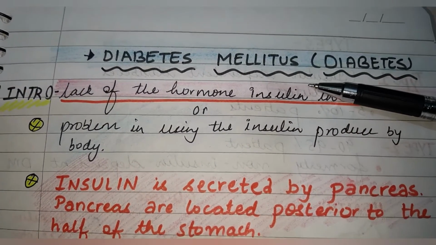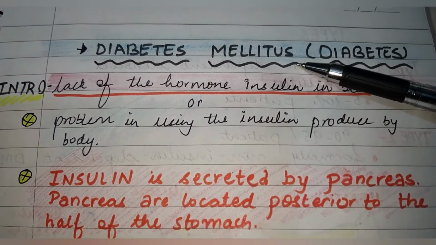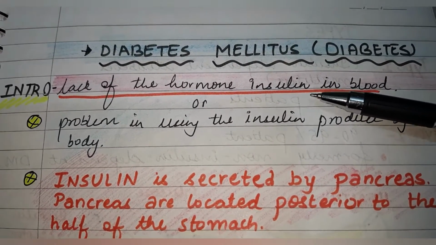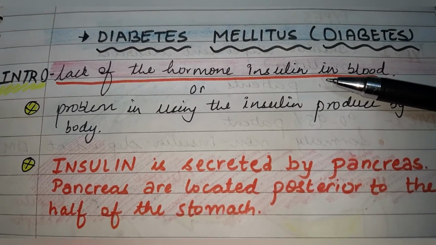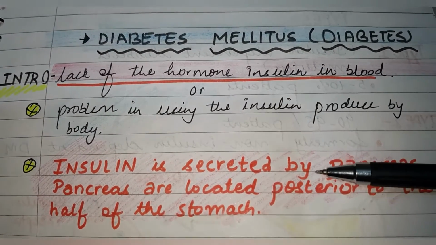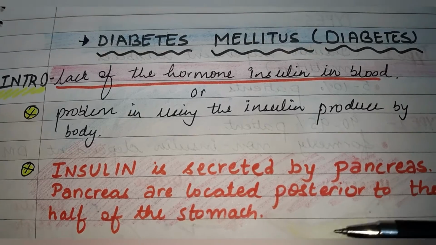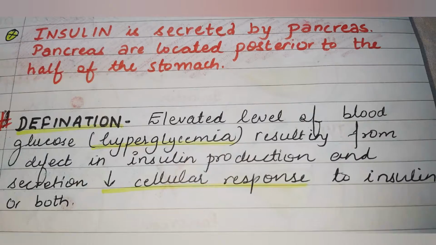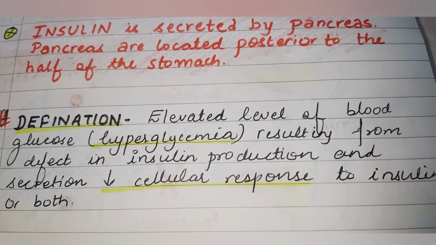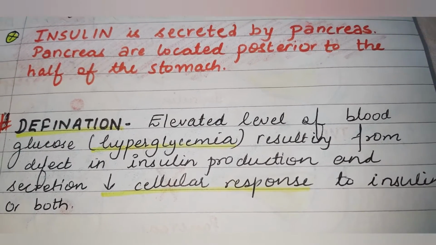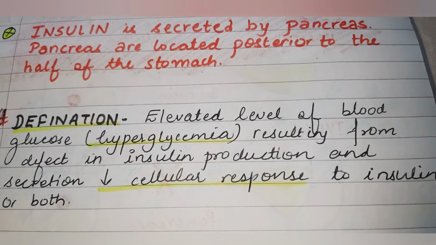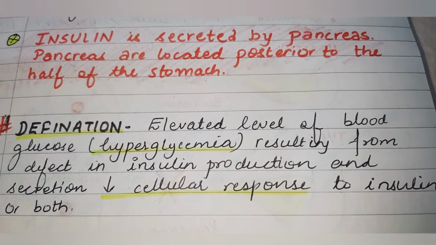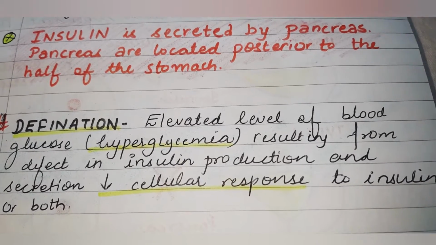So before starting the video, I would like to introduce what is diabetes mellitus. Diabetes mellitus is a condition in which there is a lack of hormone insulin in the blood. If you don't know about the insulin, it is a hormone which is secreted by the pancreas, and pancreas is an organ which is located posterior to the stomach. So basically in diabetes mellitus, the level of blood glucose increases, which is also called hyperglycemia, which results from decreased insulin production and secretion, decreased cellular response to the insulin, or both.